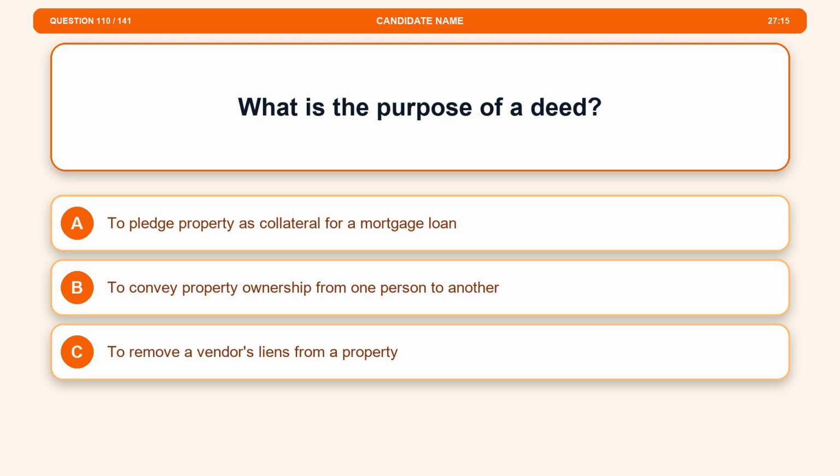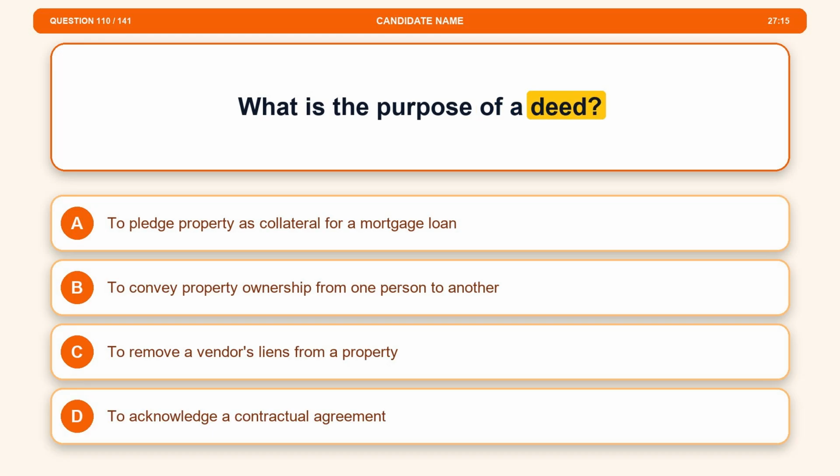Question 110. What is the purpose of a deed? Option A, to pledge property as collateral for a mortgage loan. Option B, to convey property ownership from one person to another. Option C, to remove a vendor's liens from a property. Option D, to acknowledge a contractual agreement.